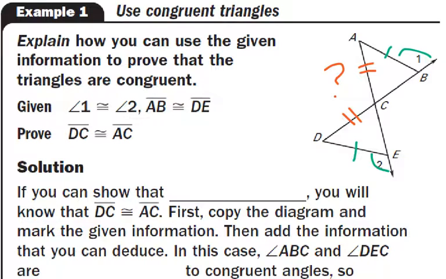Okay. So the way we would do that is by first showing that triangle ABC is congruent to triangle DEC. Okay. Then once we do that, we'll know that segment DC is congruent to segment AC because they are corresponding parts. Okay. So copy the diagram, mark the given information, then add the information that you can deduce.